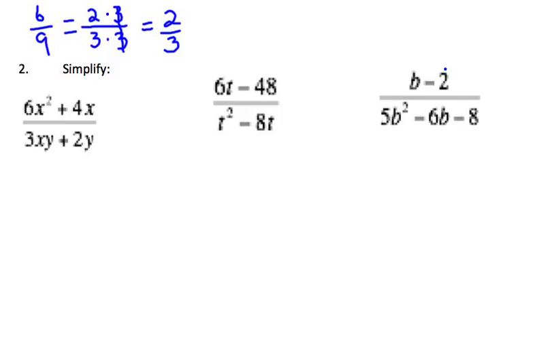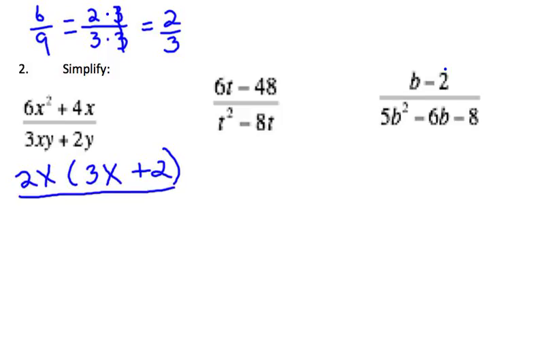So for my numerator, the first thing I'm looking for is a GCF, first thing I always look for when I'm factoring, and I have one, it's 2x. Now I say 6x squared divided by 2x gives me 3x. I factored out the 2x. And then 4x divided by 2x is 2. Factoring out is akin to dividing out.